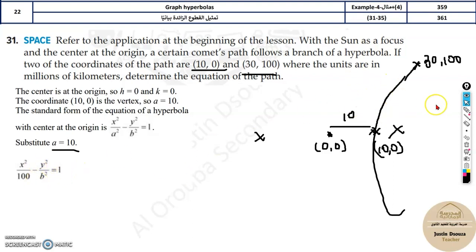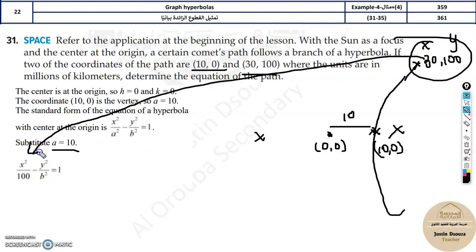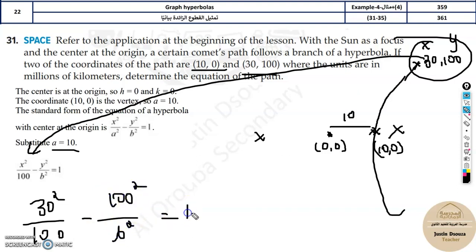Now over here there is a problem. They have not given any details of the foci. The c value is not known. But we have been given the x and y. See, x and y are known. So in order to find b squared, substitute these over here. Instead of x squared, put 30 squared divided by 100, minus, instead of y squared, you have to put 100 squared divided by b squared, equals 1.